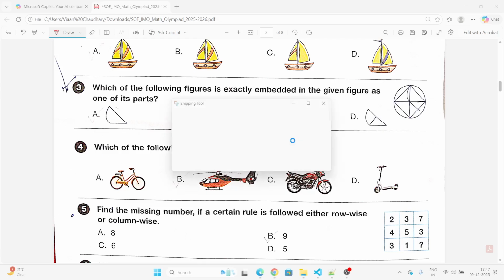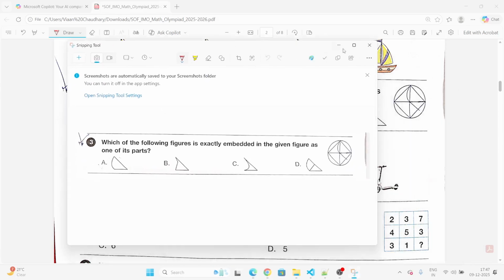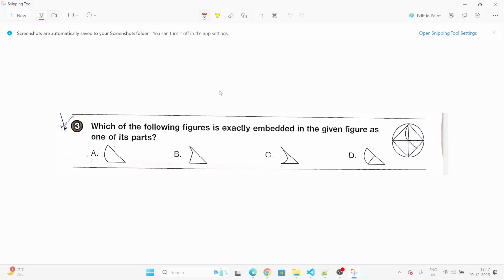Here we have the third question. What we need to do: which of the following figures is exactly embedded in the given figure as one of its parts? We need to find which of these figures is exactly fitting into this picture.